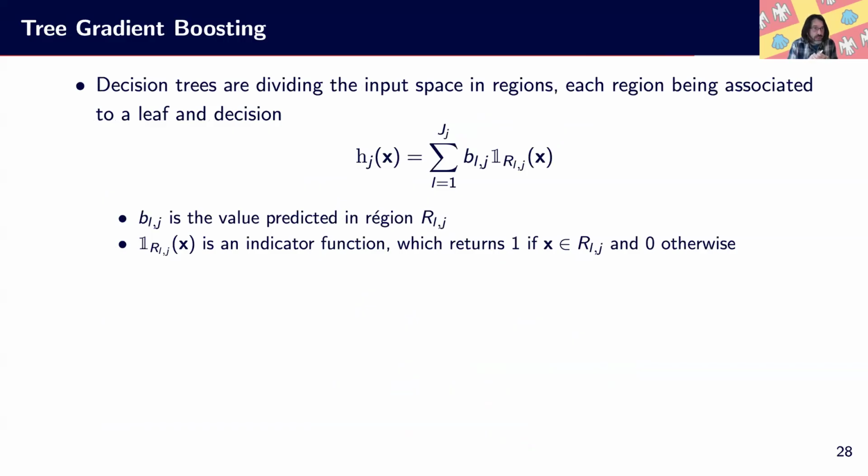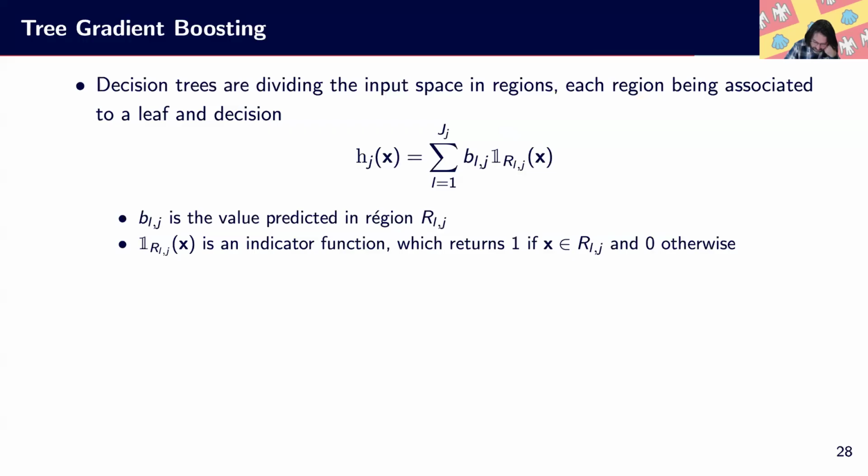We can do that with decision trees. And the idea is that in decision trees, we are dividing the input space in regions, and each region is associated to a leaf and a decision. So we can see this as a way to go down in a tree. So the BLJ is the value predicted in that region. So we have some region RLJ here.